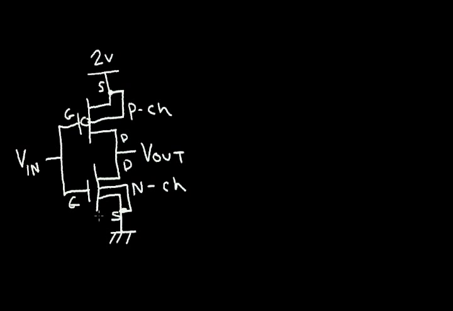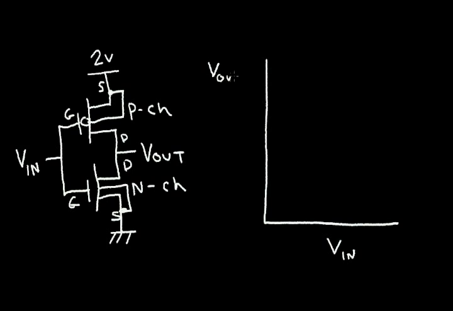So let's consider how this inverter operates. How do these transistors work together? Let's start by plotting a DC transfer curve. Let's plot the Vout versus Vin, where this is the Vin voltage, this is the Vout voltage. And let's start with Vin at 0 volts at this point in the origin.